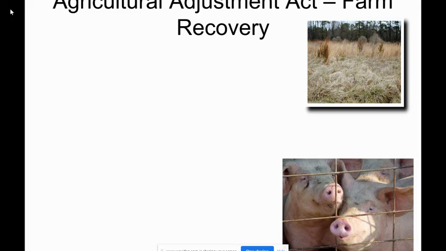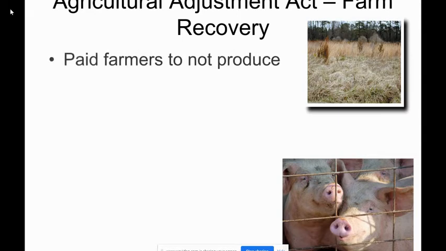All right, help for the farmers. We want to put down the AAA. So the AAA is help for the farmers. Remember, the farmers had really struggled during the 1920s and early 1930s. And so that brings us to the Agricultural Adjustment Act. Okay? And what's kind of interesting about the Agricultural Adjustment Act is that it basically paid farmers a subsidy not to produce as much. So take stuff out of production.